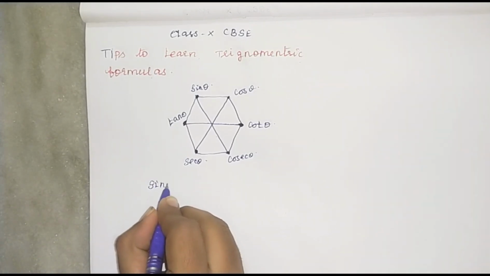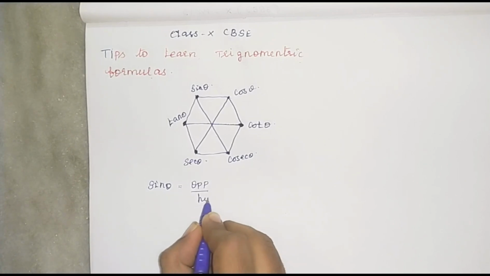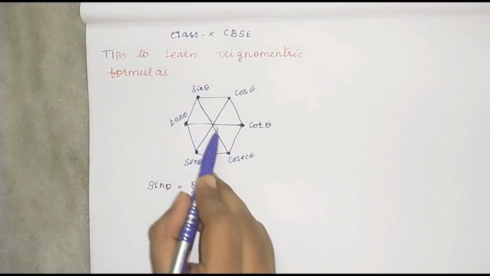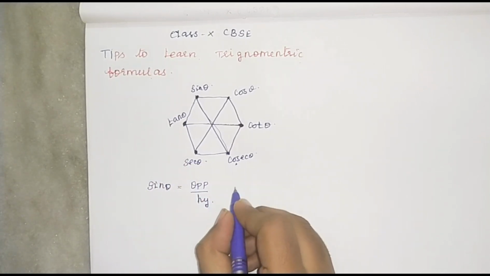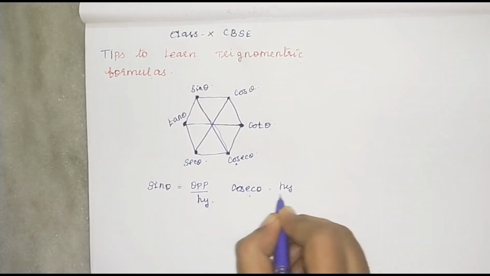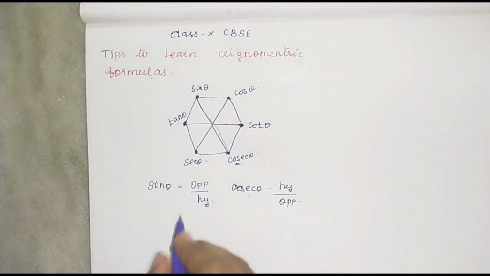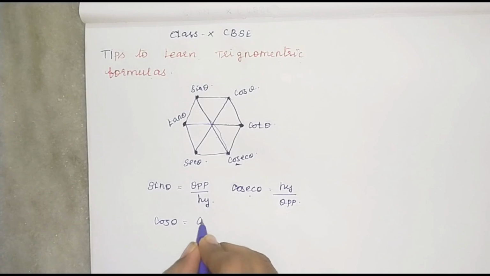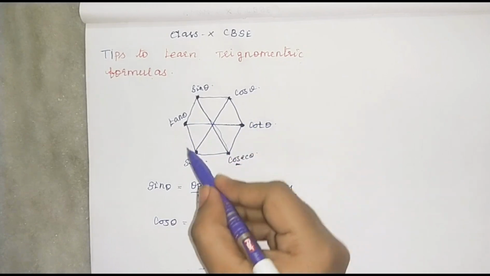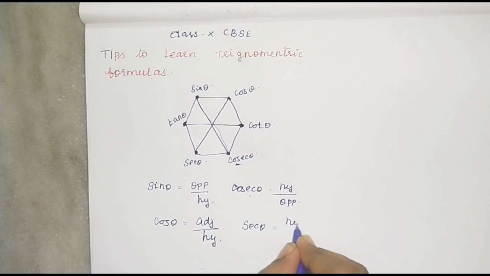Sine theta, we already know very well: sine theta equals opposite divided by hypotenuse. Opposite the sine theta vertex is cosecant theta, so the reciprocal of sine theta is cosecant theta, hypotenuse divided by opposite. Next we go to cos theta. Cos theta we know very well: adjacent divided by hypotenuse. The reciprocal of cos theta is secant theta, so secant theta equals hypotenuse divided by adjacent.